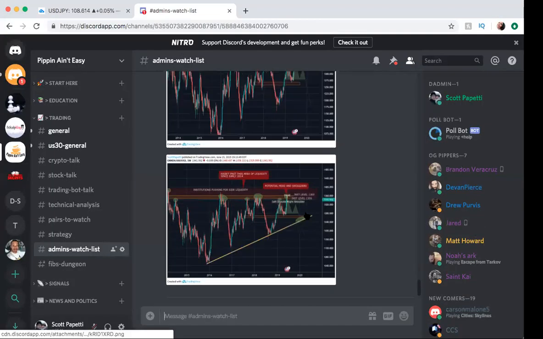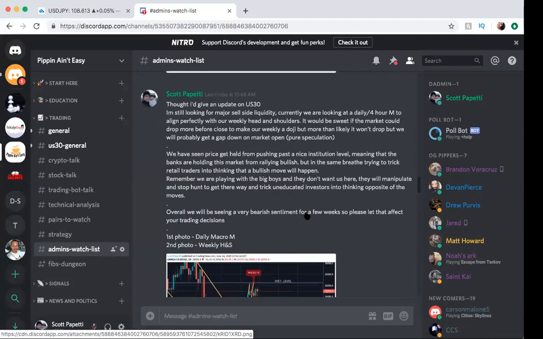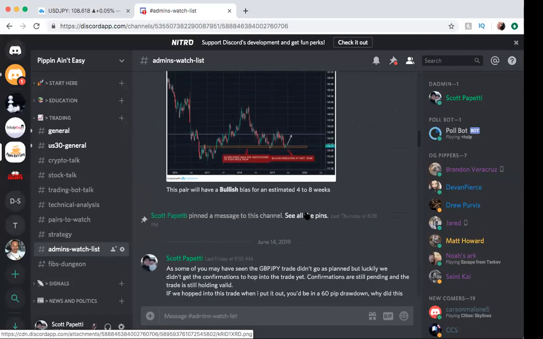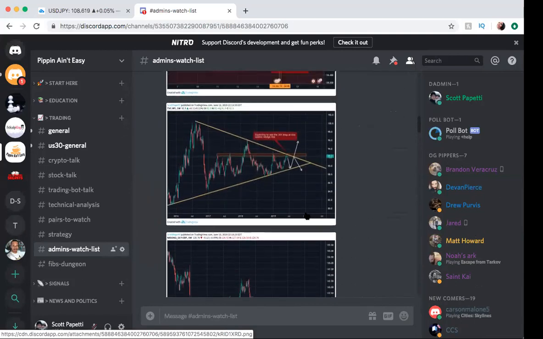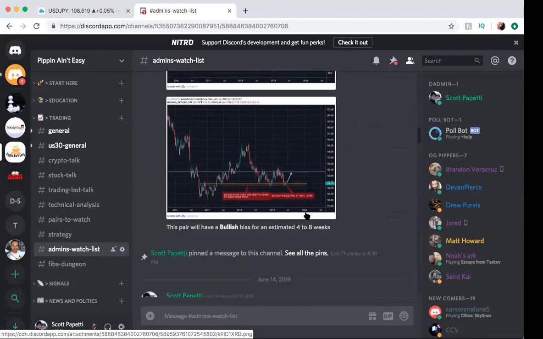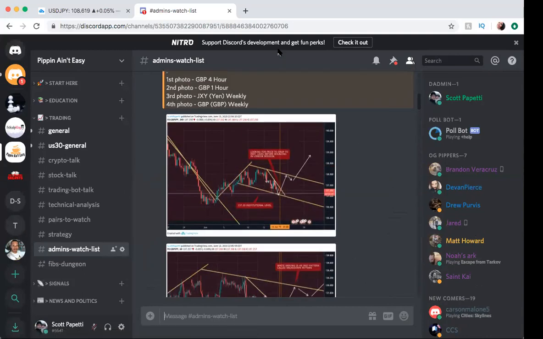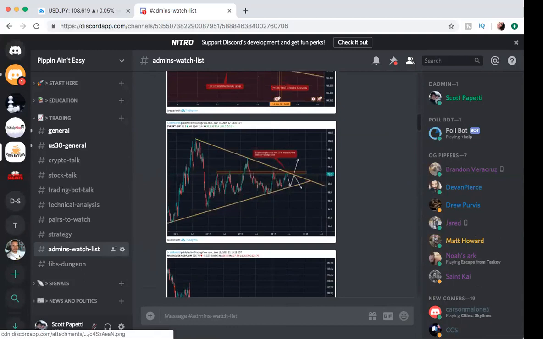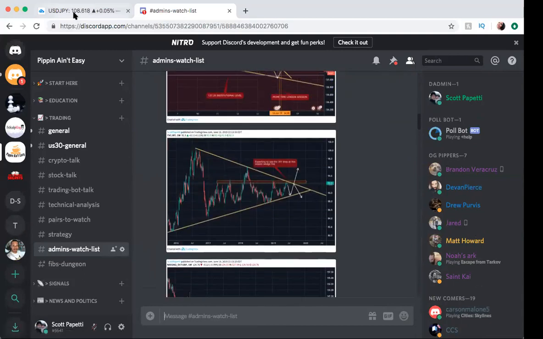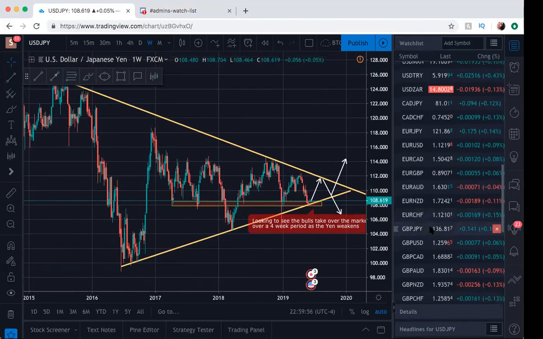Do I have anything pair-wise? US 30, GBP. Yes, I was looking at US dollar yen. I had a bullish outlook on this, I believe. Or no, that's GBP yen, right? Okay, but regardless, let's go to GBP yen.